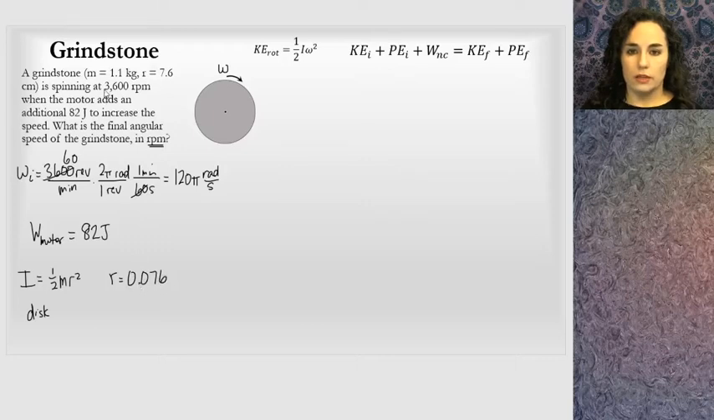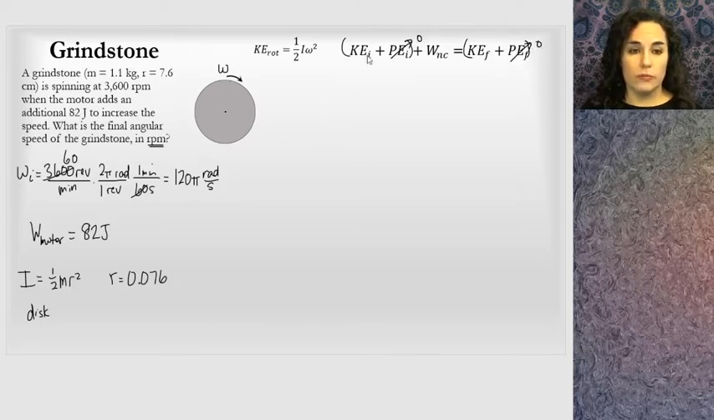And the mass is fine. So when I think about writing what I know into this equation, right? The initial energy state, the final energy state, and energy added. I don't have to consider potential energy. It's just a grindstone turning. The center of mass is not moving anywhere. So my potential energy terms will be 0.